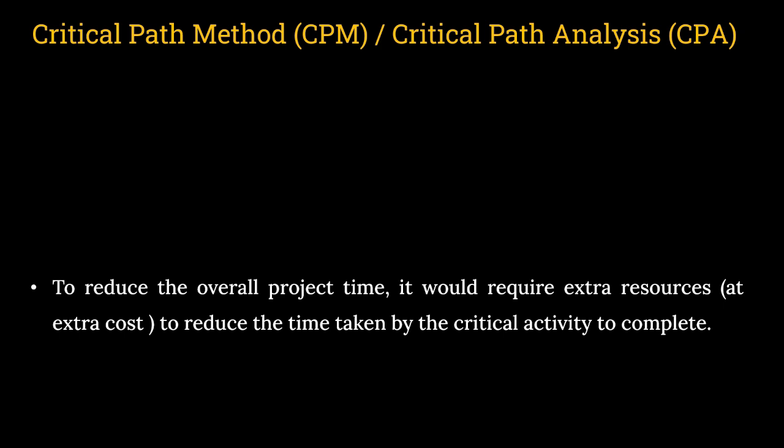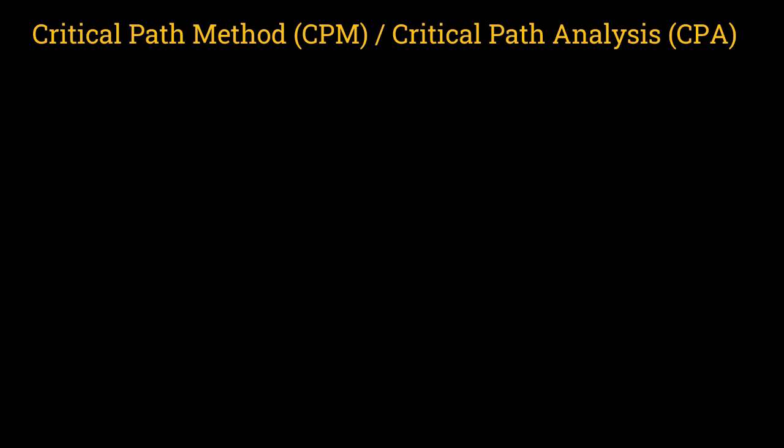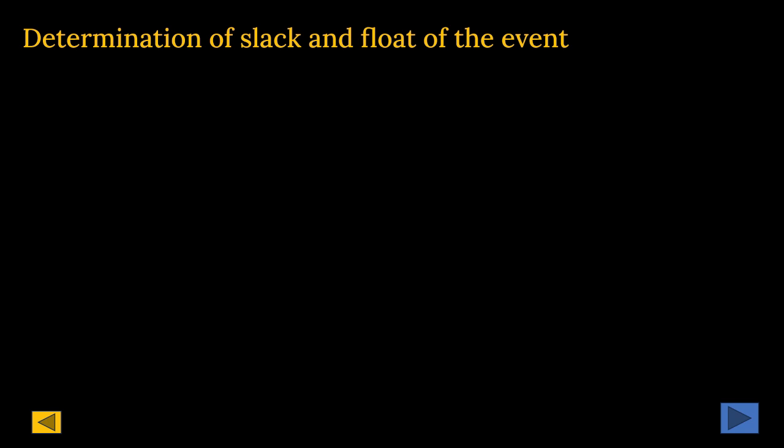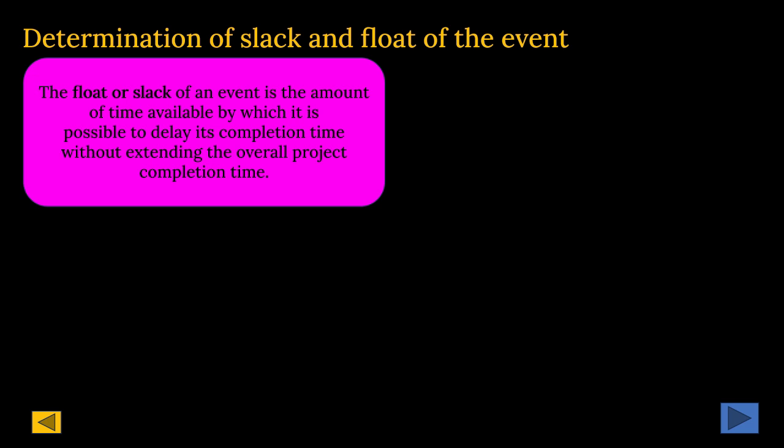So now remember, we are going to discuss the slack. So naturally, it is very important to keep it connected in the mind. Now, determination of the slack or float. What have we discussed? The float or slack of an event is the amount of time available by which it is possible to delay its completion time without extending the overall project completion time. That means slack or float is possible only on the non-critical path, without extending the overall project completion time.